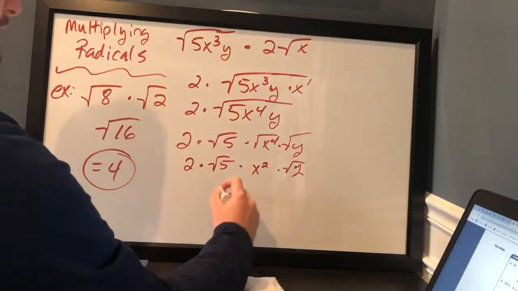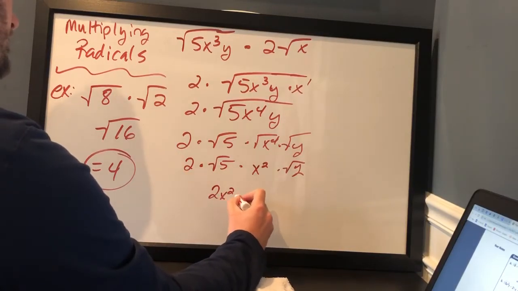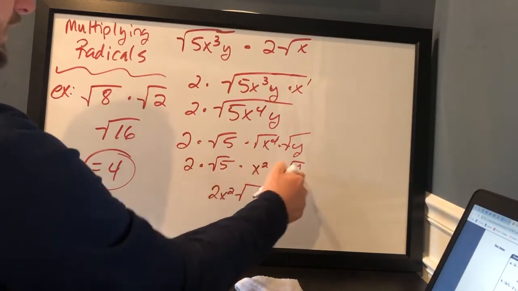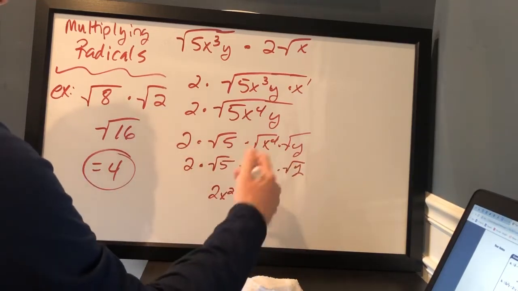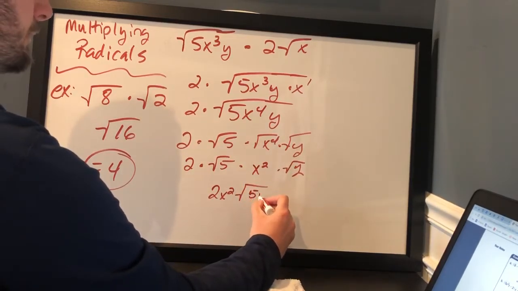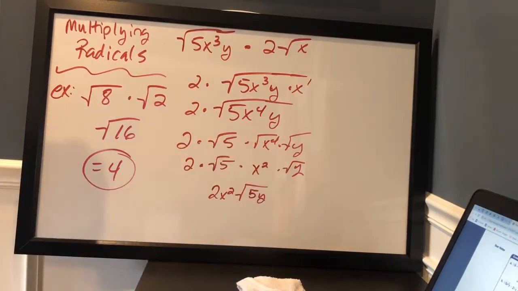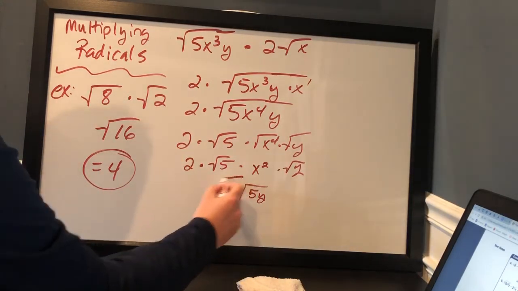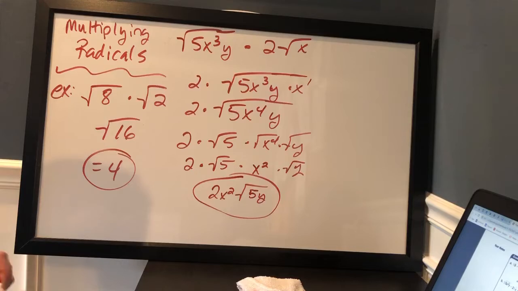Okay, in this case, 2 times x, 2x squared. And then if you get things like this that are in the radical that can't be simplified, you just put them back inside the radical sign like that, right next to each other. So this would be your simplified answer for a problem that looks like this.